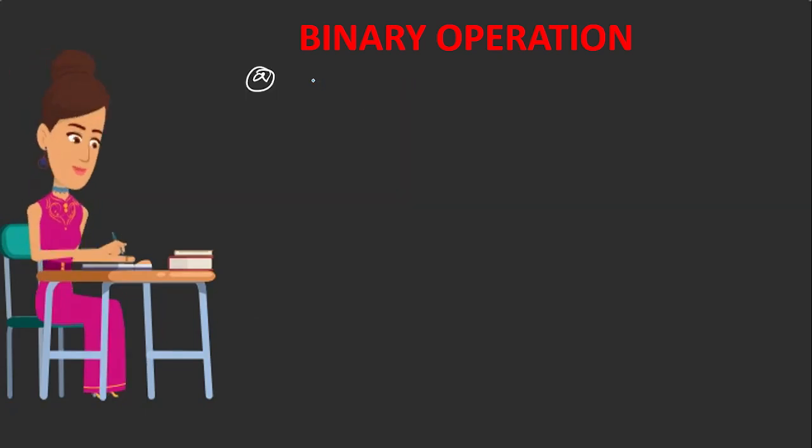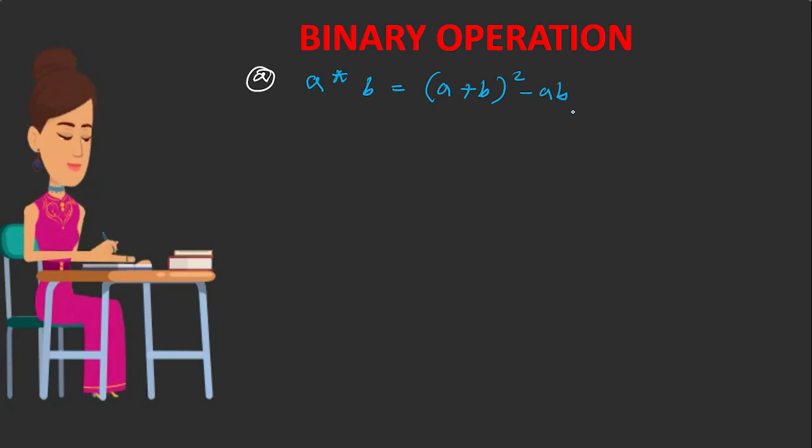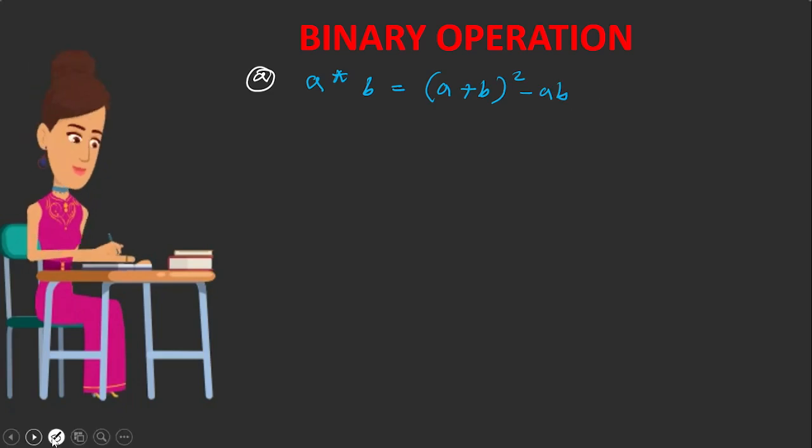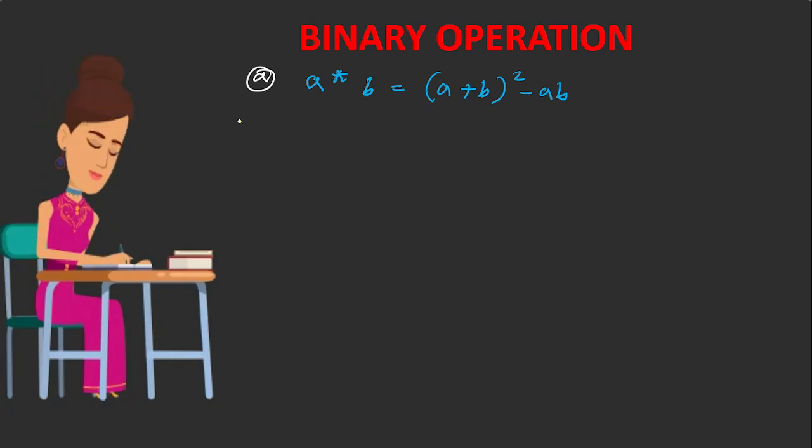So our formula is A star B, which is simply equal to open bracket A plus B close bracket squared minus AB. This is our formula, so that's the first information we have to get. But the next information we have to get is the law.